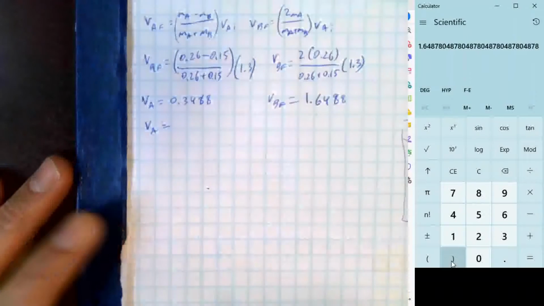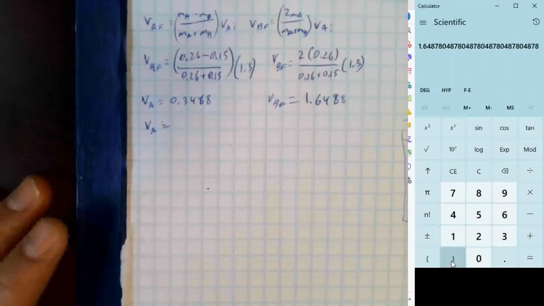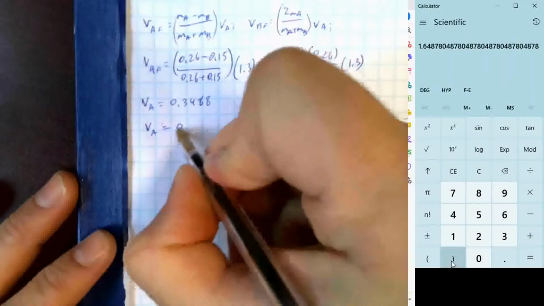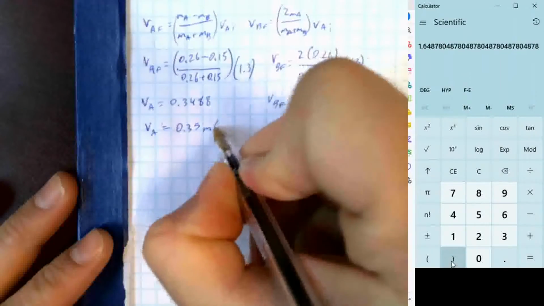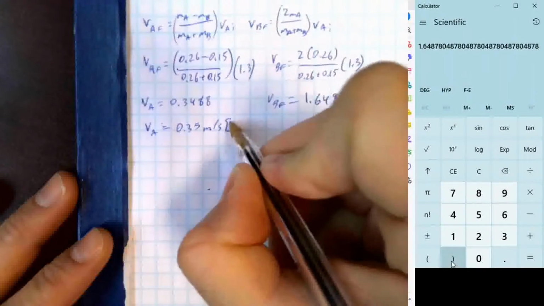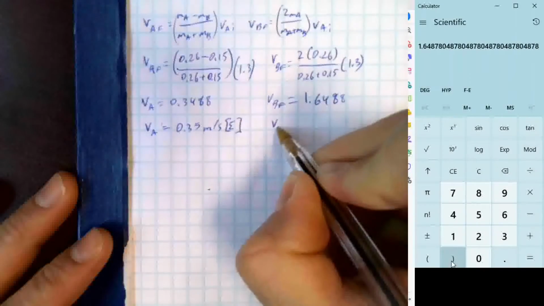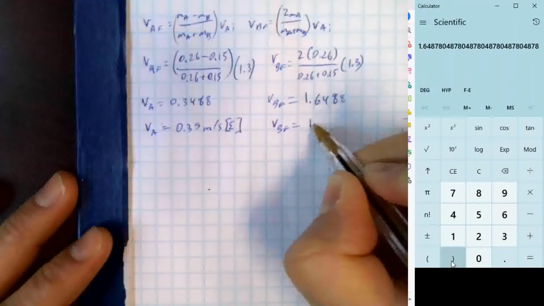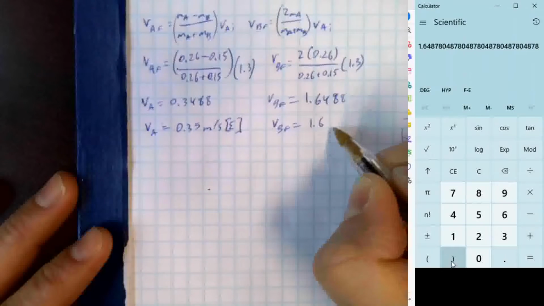Now in the question it says express your answer to 2 decimal places. That's not the same as doing significant digits. If we were looking at significant digits, we would represent only 2 significant digits, which in this case would be 0.35 meters per second to the east for object A, and 1.6 meters per second to the east for object B.